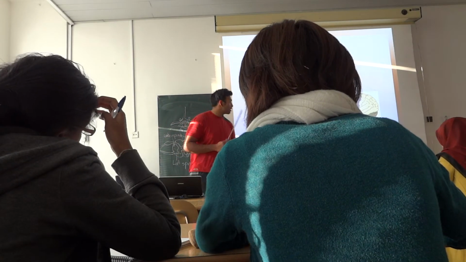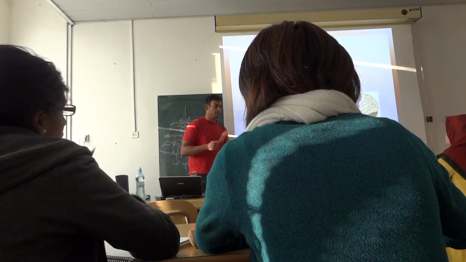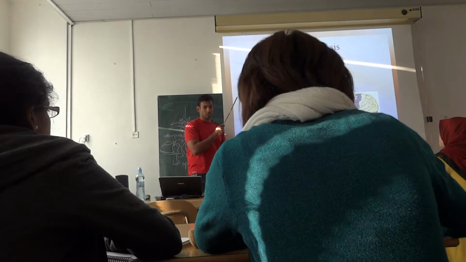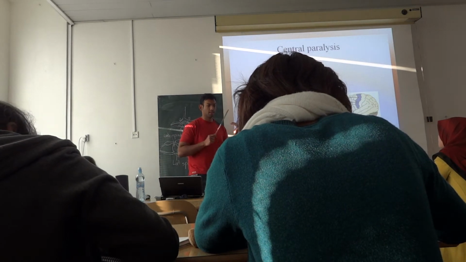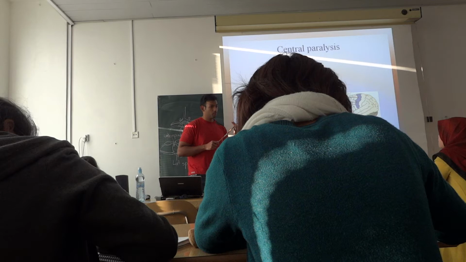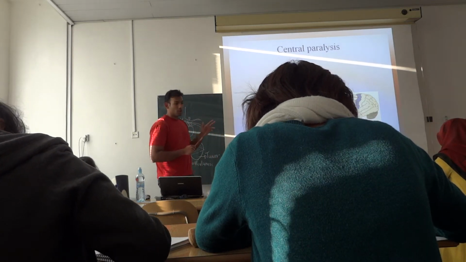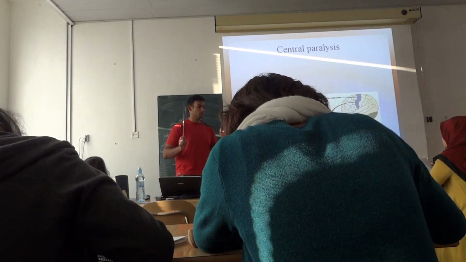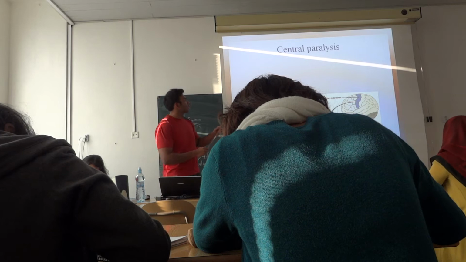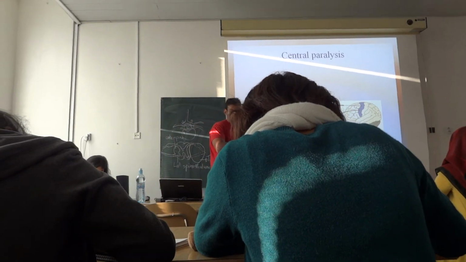Okay? So if there is a problem with the brain or spinal cord, then it's central paralysis. And if there's a problem with those nerves, which are the spinal nerves and the cranial nerves, then it's peripheral paralysis. Central paralysis is also known as upper motor neuron lesions. That's the meaning of upper motor neuron. Upper motor neuron just means motor neurons that exist in the brain and the spinal cord. That's the only meaning.